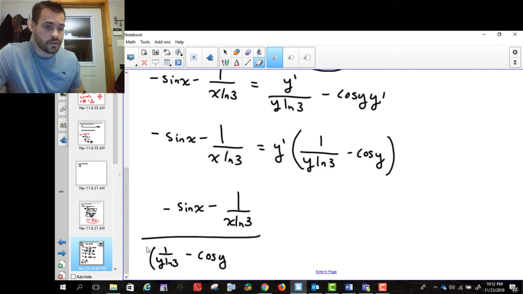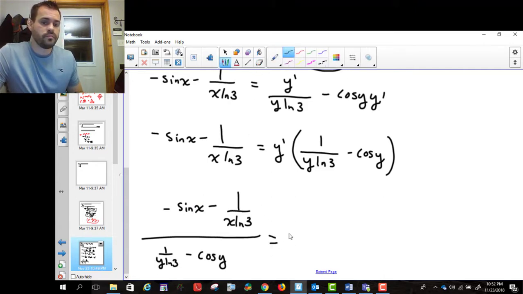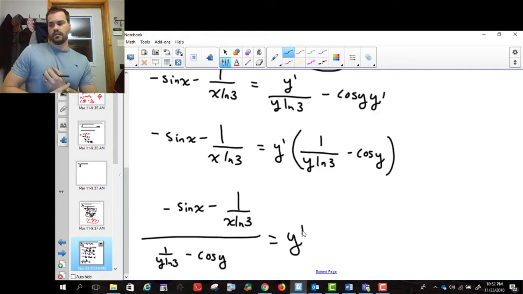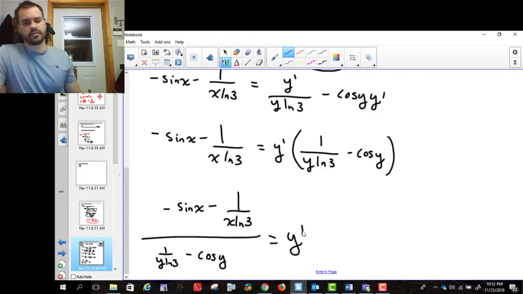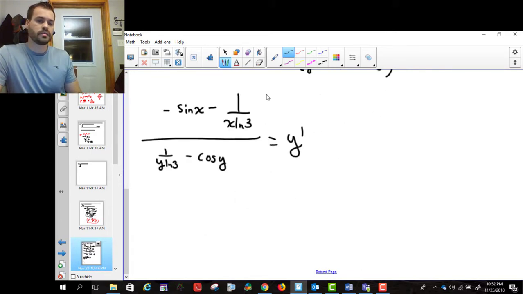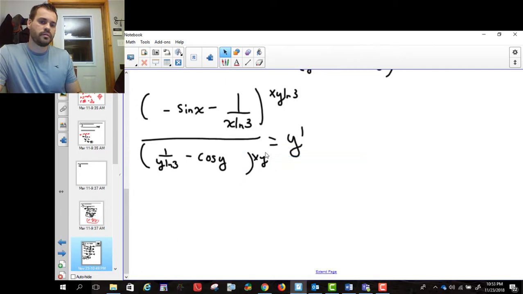But that's my answer. Now the problem with that answer, I guess, if you're looking at it in terms of what it looks like, it's not a very nice answer in terms of complex fractions. So if I want to simplify it, what I'm going to do is multiply by xy ln 3, because that's the common denominator. I'm going to multiply everything up here by that, and I'm going to multiply everything down here by that, just to make it so that it's a little nicer.